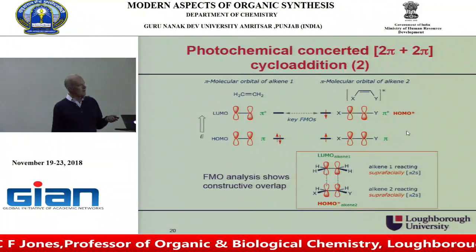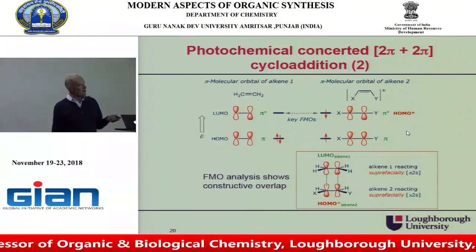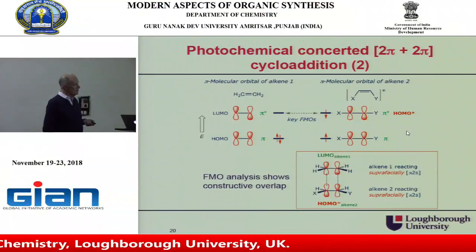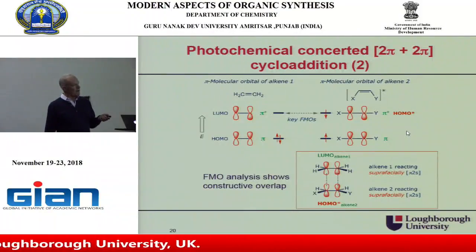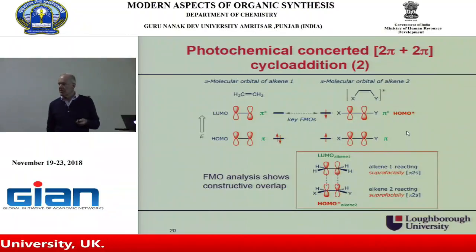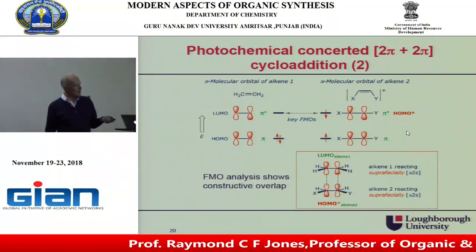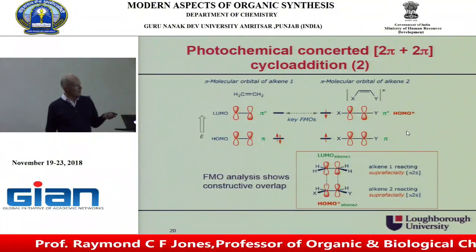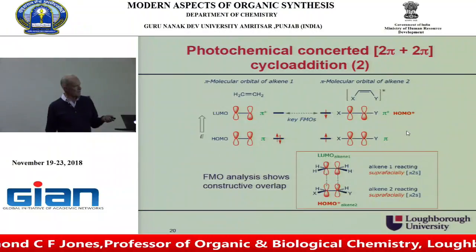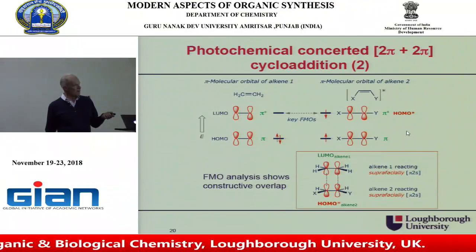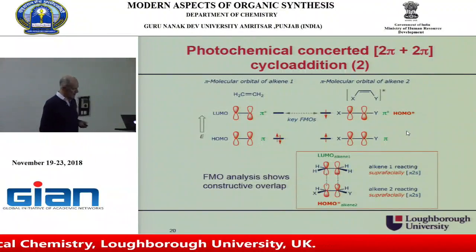This is what used to be the HOMO, this is what used to be the LUMO, but one electron gets excited by interaction with the light, promoted, and so this is now HOMO star, if you like, it's the new HOMO. And sure enough, that interacts nicely with this LUMO here. So that's the frontier molecular orbital analysis. Here's the LUMO of the unactivated alkene. And here is the HOMO of the activated alkene. And this is the highest energy electron. It's the one that will have the most influence.